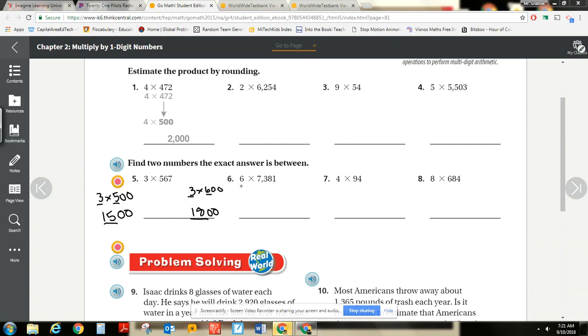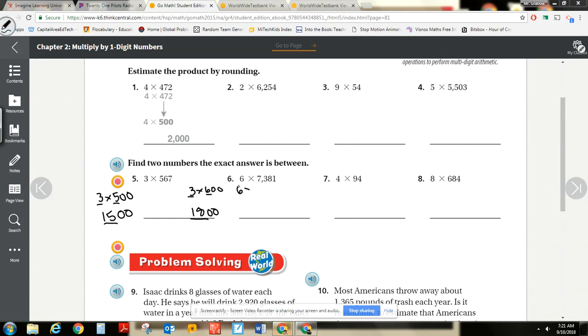If we look at number 6, we see that it's in the thousands, and the same idea, but our numbers are just going to be a little bit bigger. So 6 times 7,381. We want to estimate. We want to find kind of the range between the low end and the high end.